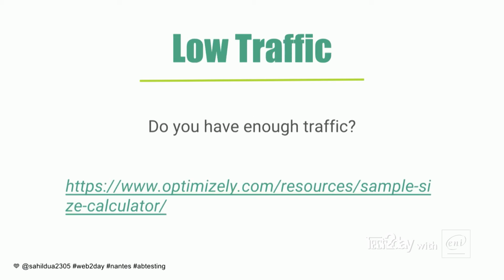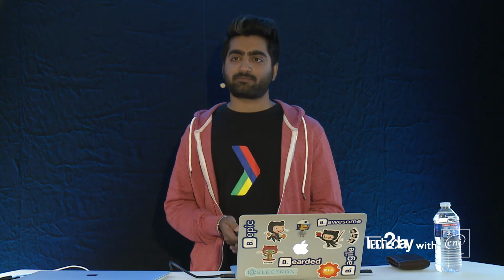This is also an interesting one. Low traffic. This is a question that people ask most of the time when they run an A/B test. Do you have enough data to make a decision for your A/B test? How you decide that depends really on your use case, but there's a tool by Optimizely, which helps you in figuring out what should be the sample size per variation for your A/B test, so that you are able to detect those changes with good statistical confidence.